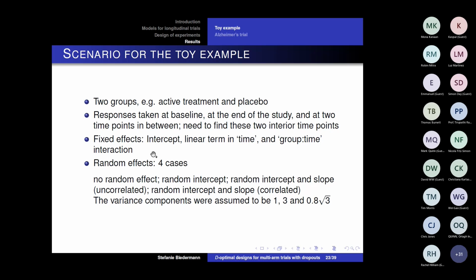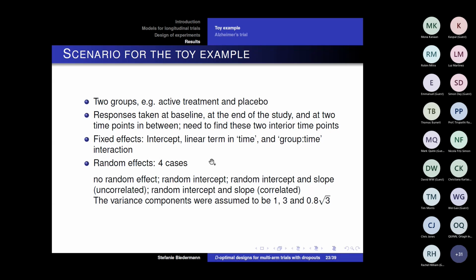The fixed effects in the model here were just an intercept, a linear term in time, and a group-time interaction. That means we will have different slopes in time for the two different groups.